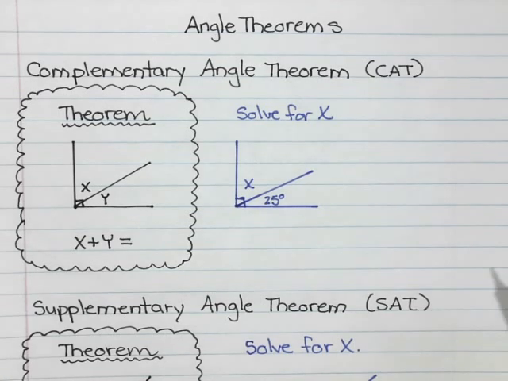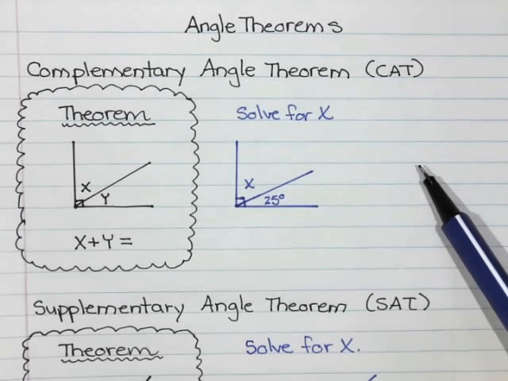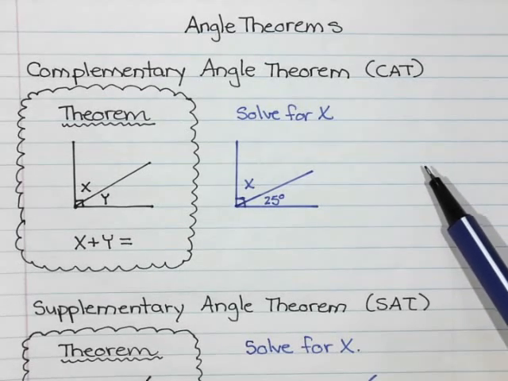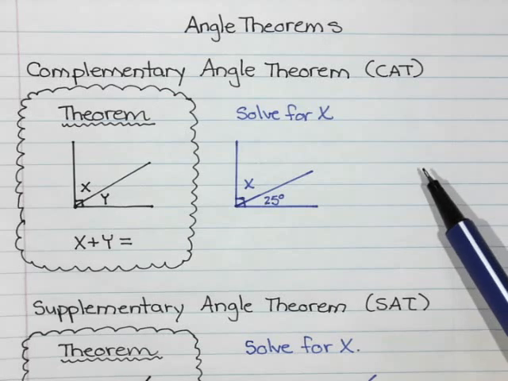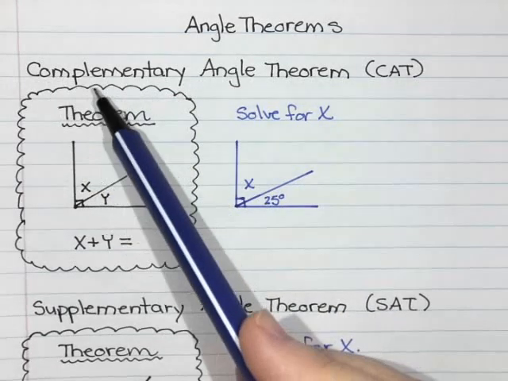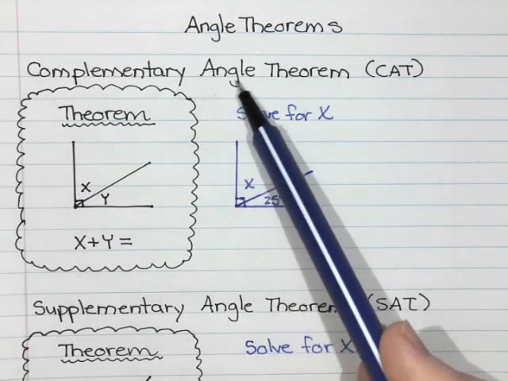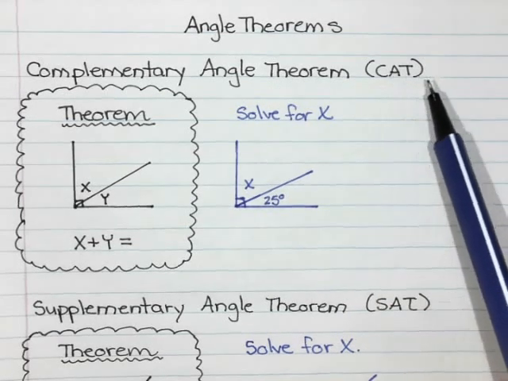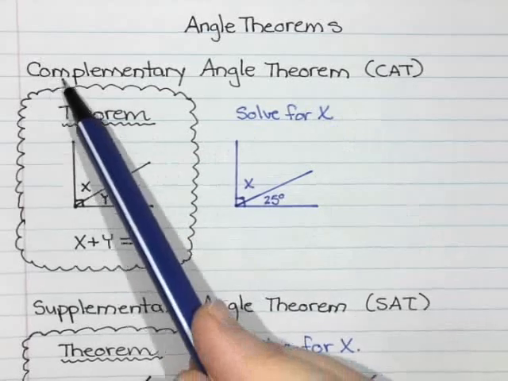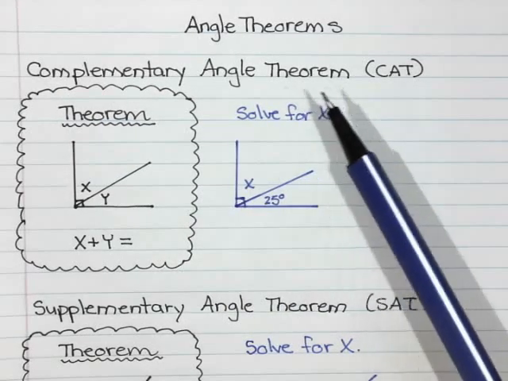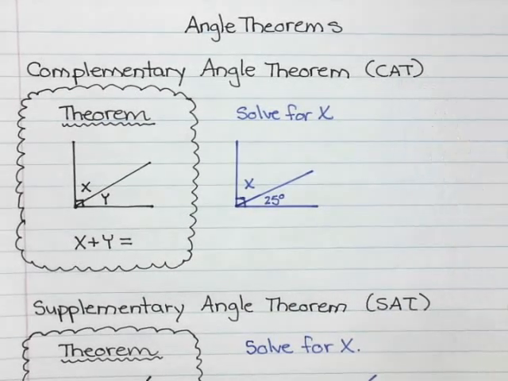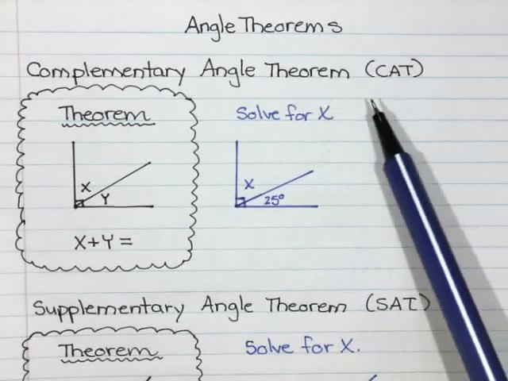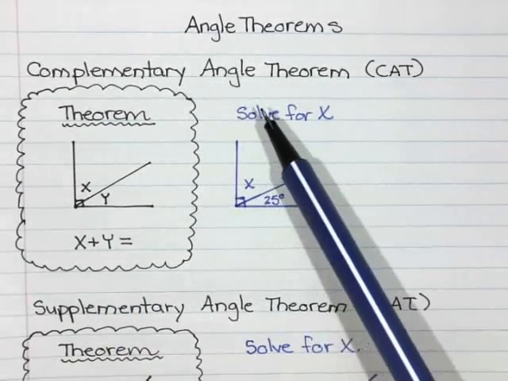Today we're going to learn about 4 basic angle theorems that you hopefully learned when you were in elementary school. So we're going to start with our first one, which says complementary angle theorem, and then in brackets there's the short form CAT. Sometimes remembering all of these big words is tricky, but the little short forms make it easier. So if I talk about CAT, you'll know that I'm talking about complementary angles.